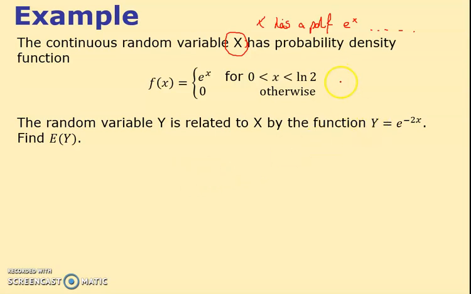Interestingly, it doesn't want us to find E of x. E of x, I would just do the integral of x e to the x. But instead it wants me to find E of y. And it says y is this, and I don't really like the way it's done that. I think I'd prefer it if it had written it in terms of the original thing. Either way, they've done that.